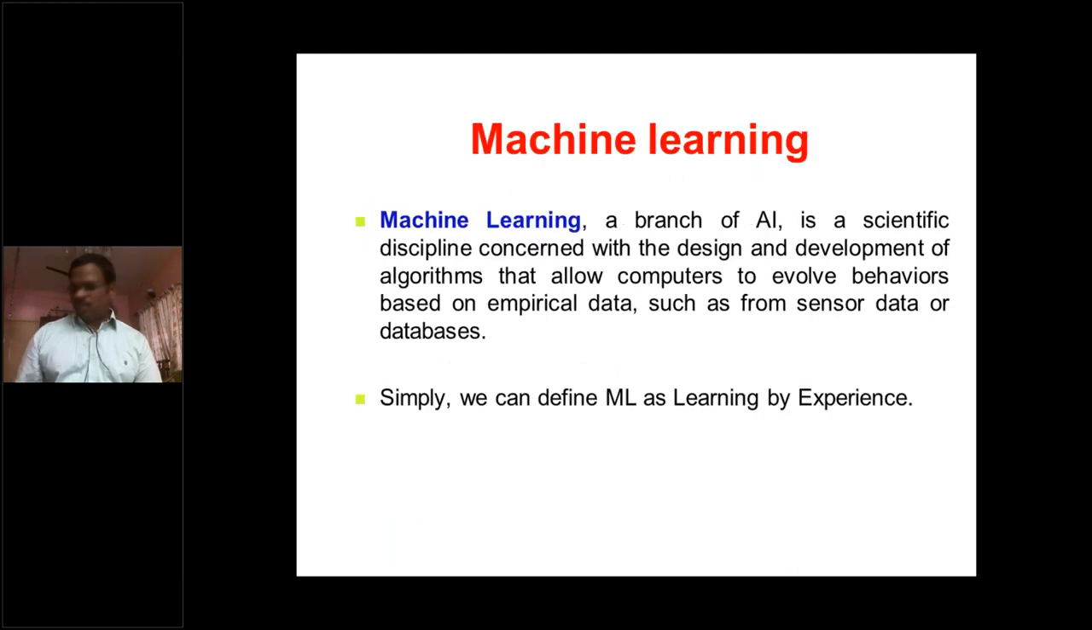Okay, now what is machine learning? You know that very well. Machine learning is a branch of AI, a scientific discipline, which is used to design and develop algorithms that allow computers to evolve behaviors based on empirical data, such as from sensor data or databases. Simply, we can define learning by experience as machine learning.